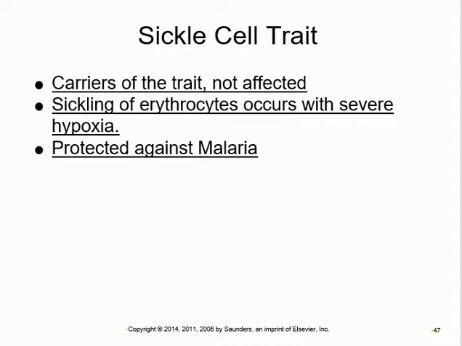Sickle cell trait, I just mentioned it. This is only a carrier. He's not affected. He's having one from a healthy parent and one from a sick parent. So this is a carrier. He's not sick. But the problem is he can start having the sickling in case of hypoxia, and they are protected against malaria for some unknown reason. Obviously, the cells are not good enough for malaria to invade.